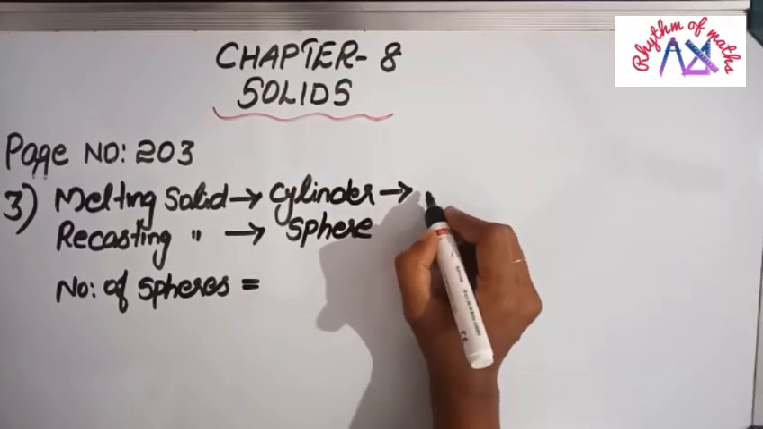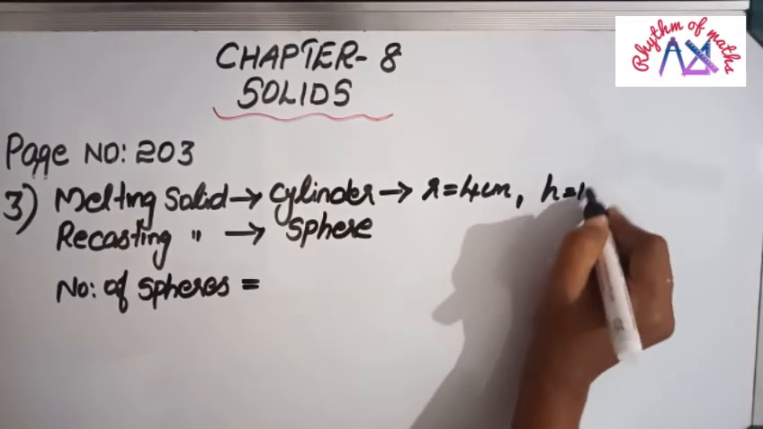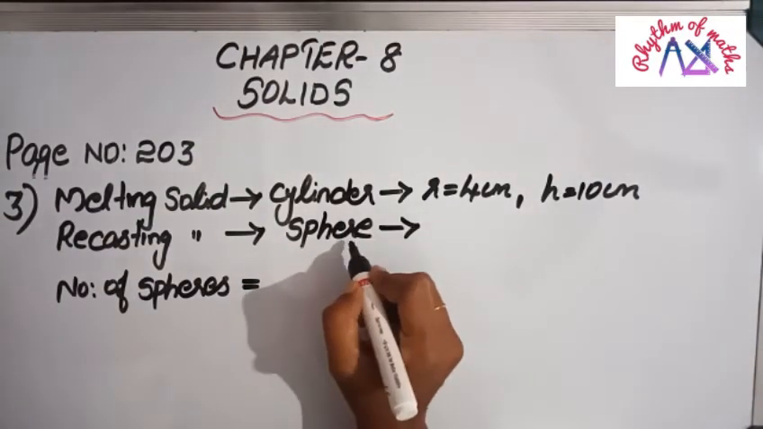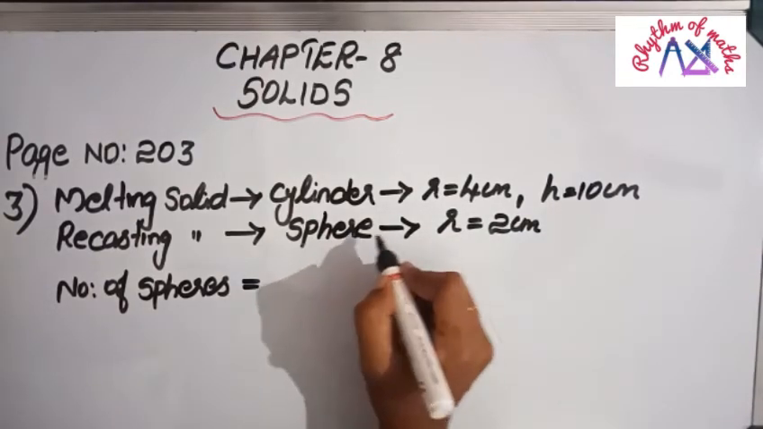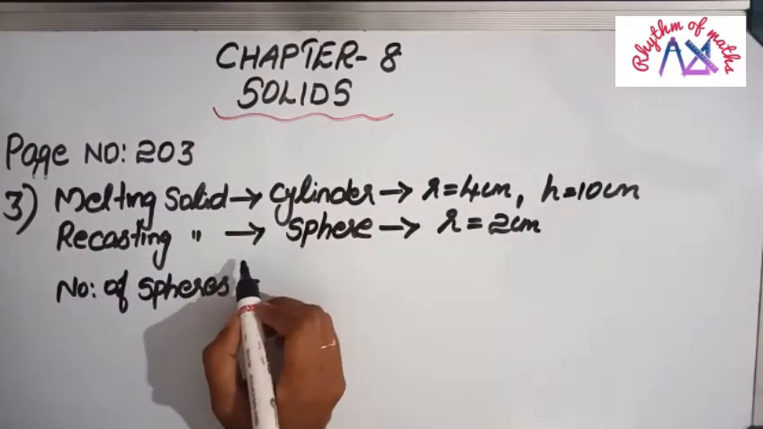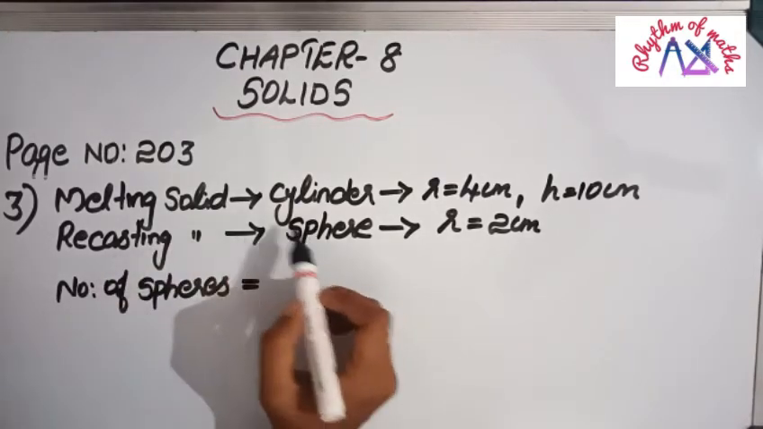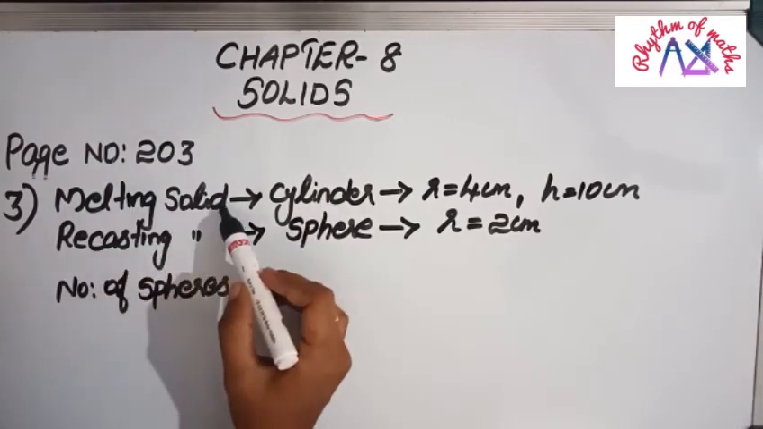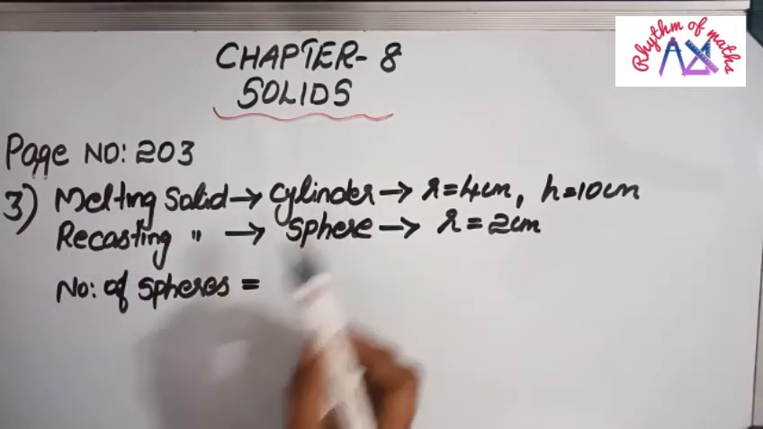Cylinder measurements are given, that is radius as 4 centimeter and height as 10 centimeter. Now for the recasting sphere, the condition is radius must be 2 centimeter. How many spheres will we get with the radius 2 centimeter? That is the question. So number of spheres means number of recast products. How will we find it? What is the equation? Volume of melting solid divided by volume of recasting solid. That is the equation.